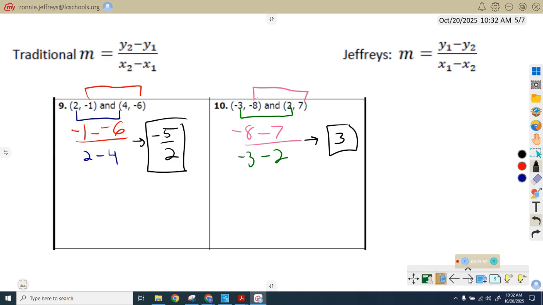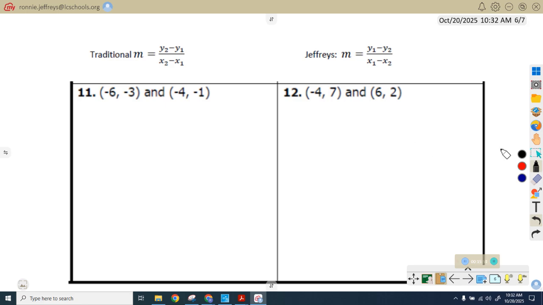All right. And then 11 and 12. Negative 3 minus negative 1. Negative 6 minus negative 4.